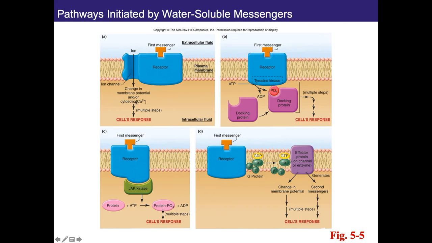Or, the receptor could be a kinase. The ligand binds to the receptor and it phosphorylates a docking protein that causes a cellular response. Or instead of the kinase being part of the receptor, you can see it may bind to a kinase, and same thing, this kinase, JAK kinase, could phosphorylate other proteins, which then initiates a cellular response. But today, we're going to talk about D. We're going to concentrate on G protein coupled receptors.